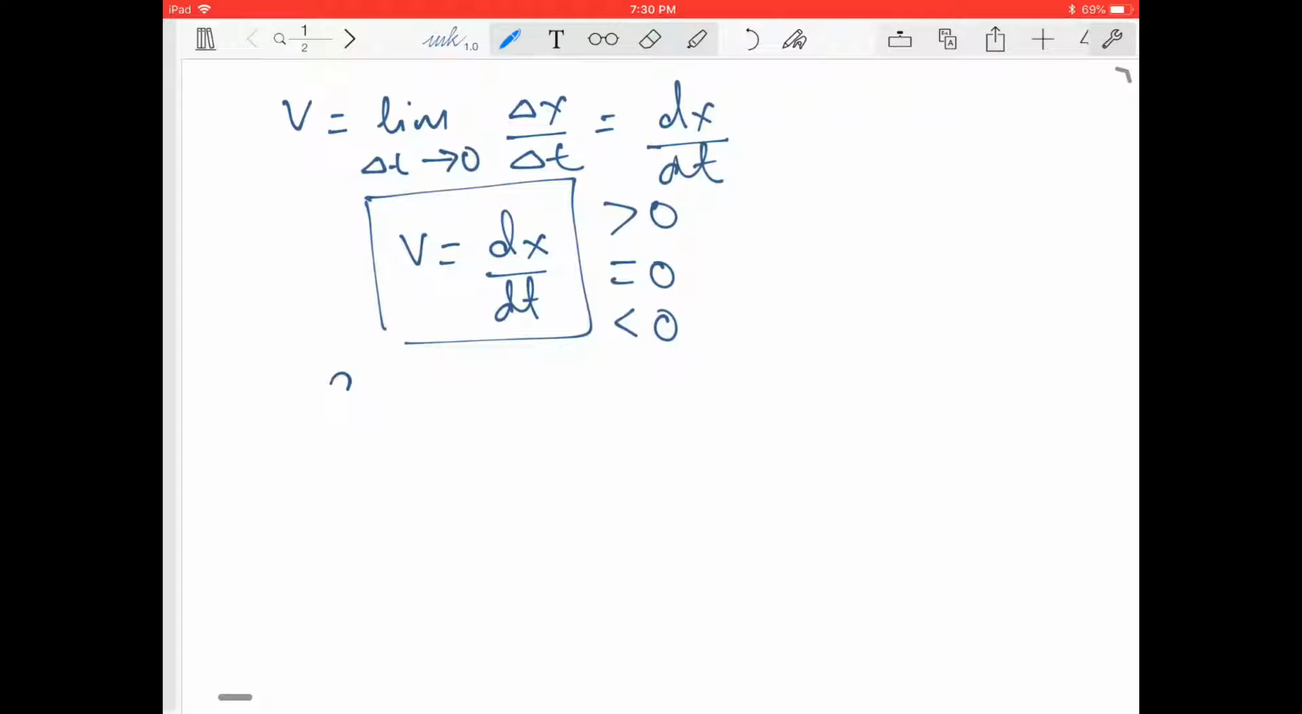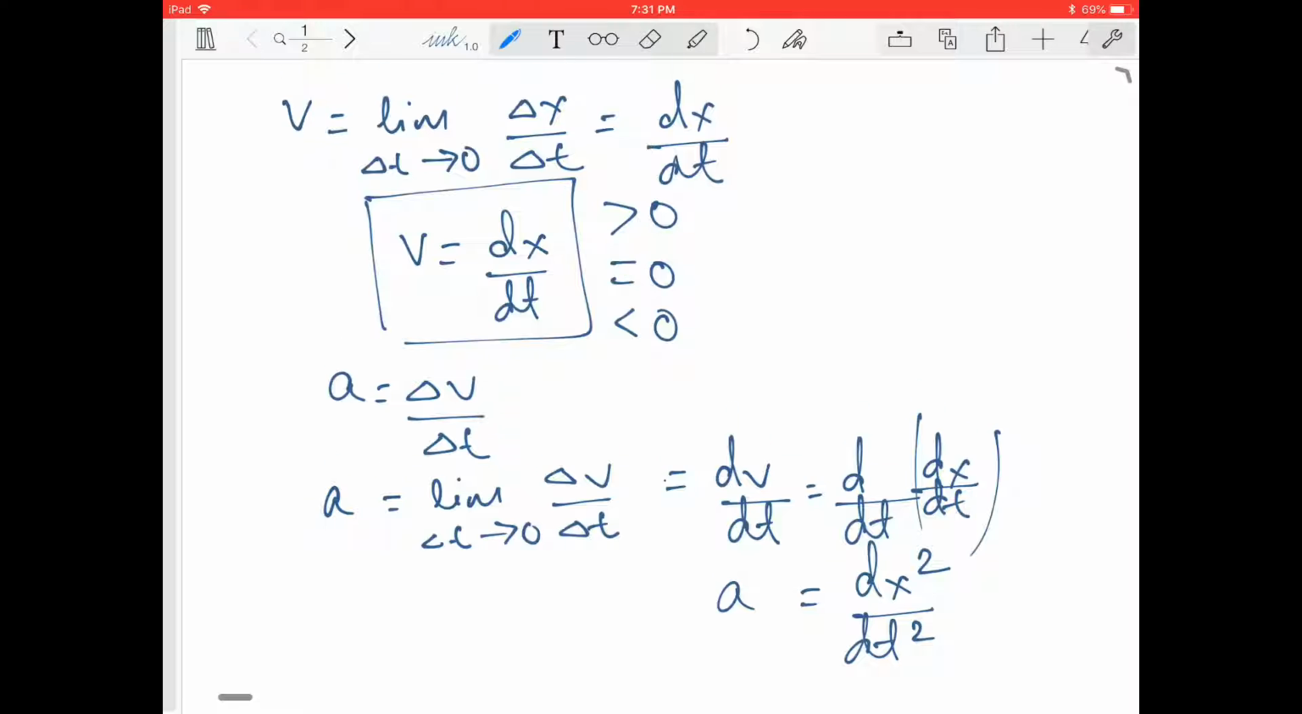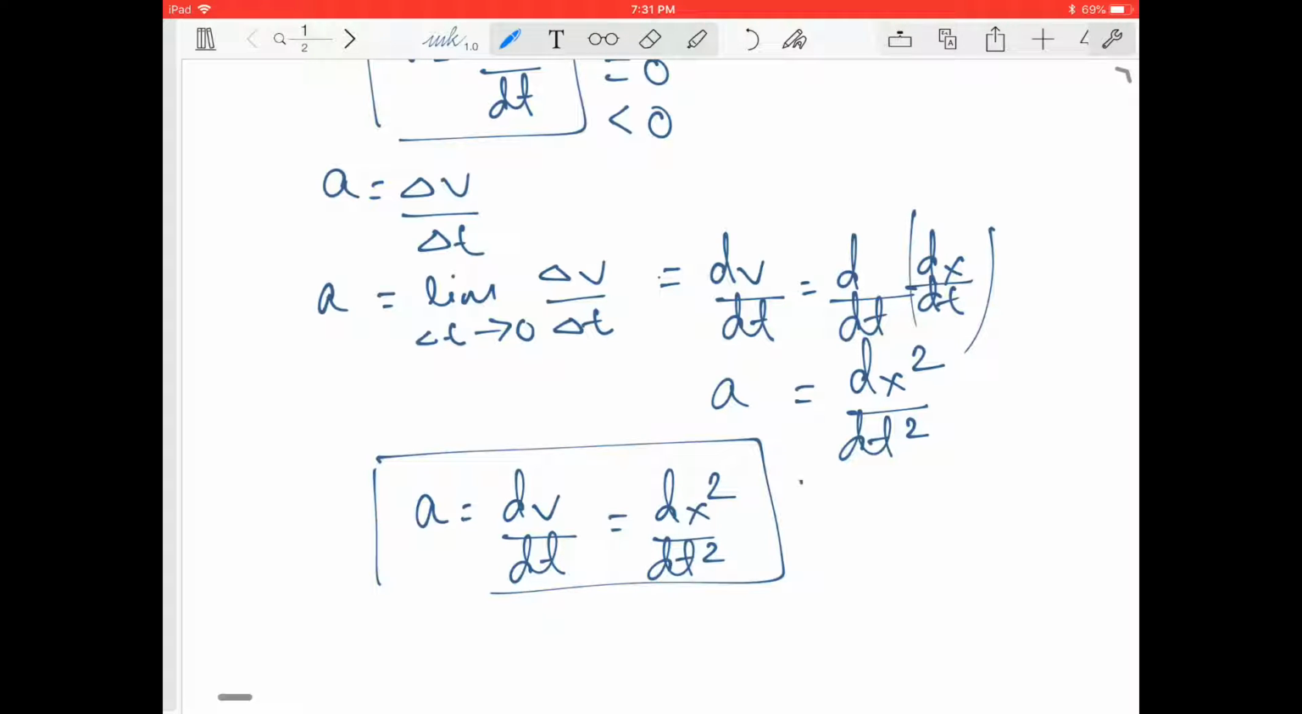Similarly, acceleration is change in velocity over change in time. That's the average acceleration. If you want the instantaneous acceleration, we do the same thing as we did for velocity. Acceleration is the limit as change in time goes to 0 of change in v over change in t, which we can write as dv/dt. Since velocity is dx/dt, we can write that as d squared x over dt squared. So a equals dv/dt, which is d squared x over dt squared, where acceleration can be greater than 0, equal to 0, or less than 0.